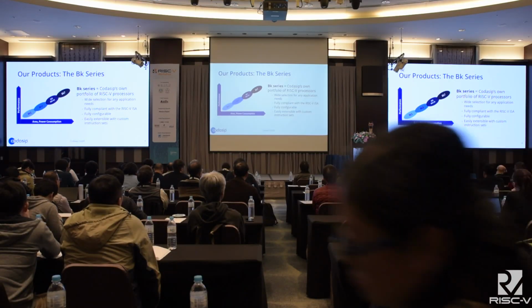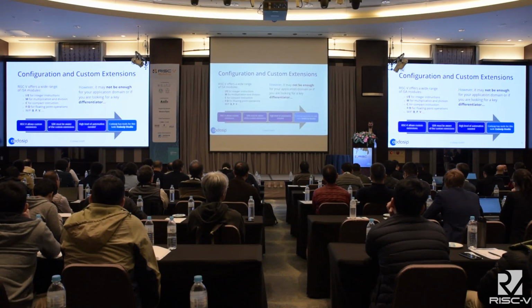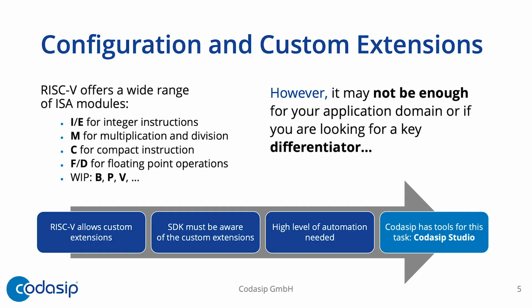Speaking of configurations, if we look at the options that we have right now, we have implemented the standard ISA modules such as I, E, M for multiplication and division, C for compact instructions, and F or D for floating point operations. We also already have B, the bit manipulation instruction set extension, and P as well. We're working on V. Those modules are marked as work in progress because they are not ratified yet, but hopefully will be soon. And thanks to the technology that we rely on, we can quite easily add whatever ISA extension is ratified sooner or later.